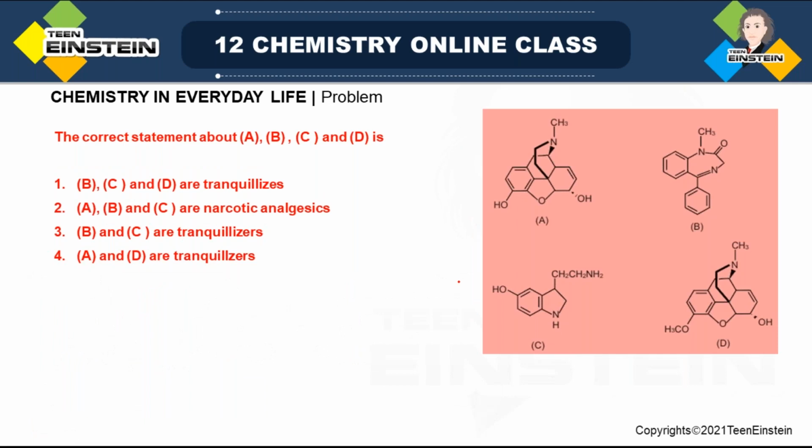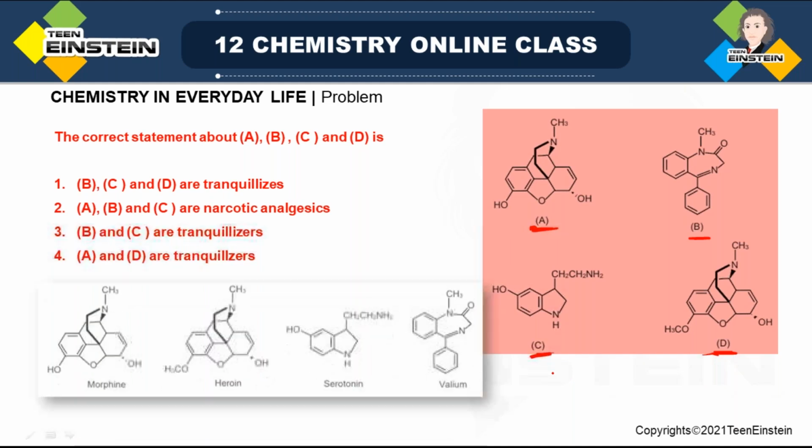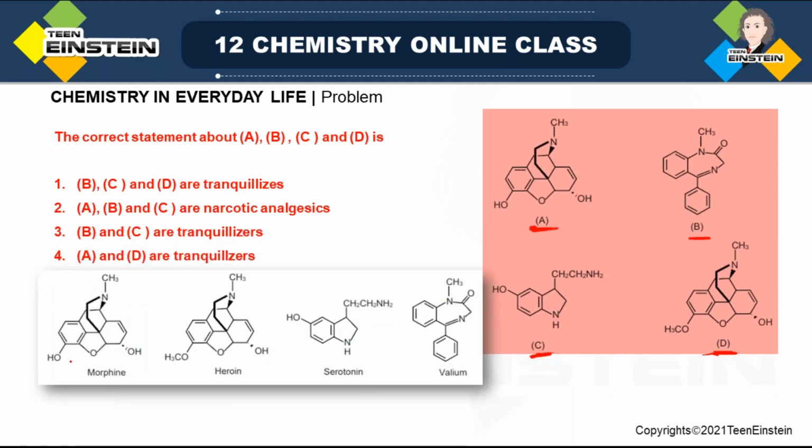The correct statement about A, B, C and D. Here we have a total of 4 structures given, right? So option 1, 2, 3, 4 have different statements, and in all the options more than 2 drug molecules are mentioned simultaneously, right? So what are A, B, C, D? If we know their names, it will help us to answer this question.